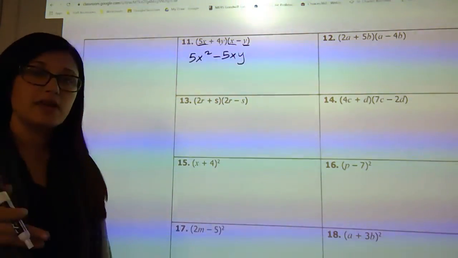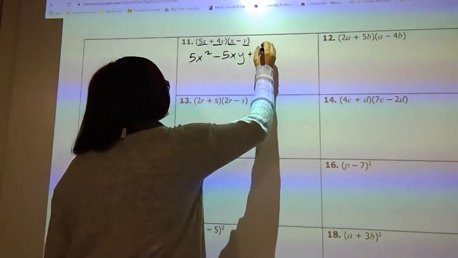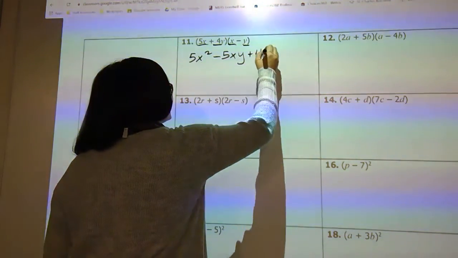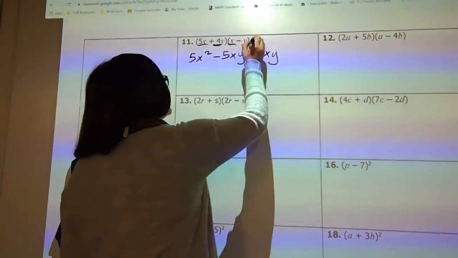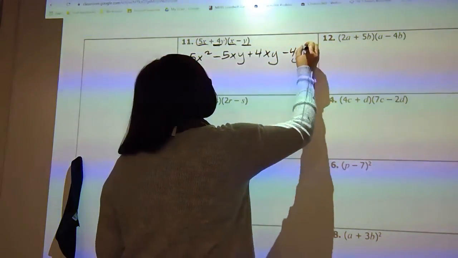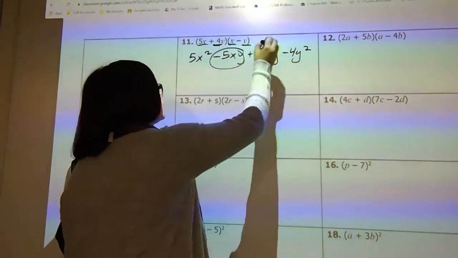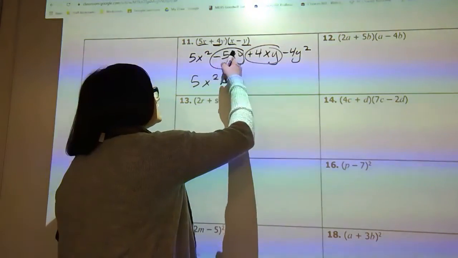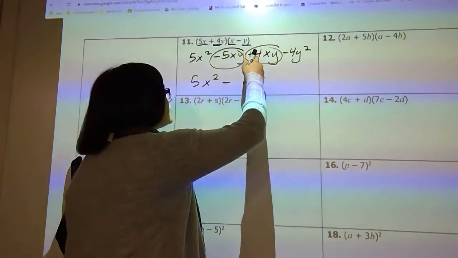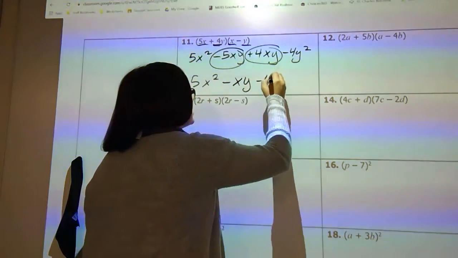Okay, just make sure you're writing them in alphabetical order. Positive 4y times x is a positive 4. I'm going to write it in alphabetical order, xy, okay? And then 4y times negative y is a negative 4y squared. Okay, so the only thing that's left to do is to combine those terms. So I have 5x squared minus 5, a minus 5 and a positive 4 will make a negative 1. So we'll just write negative xy minus 4y squared.